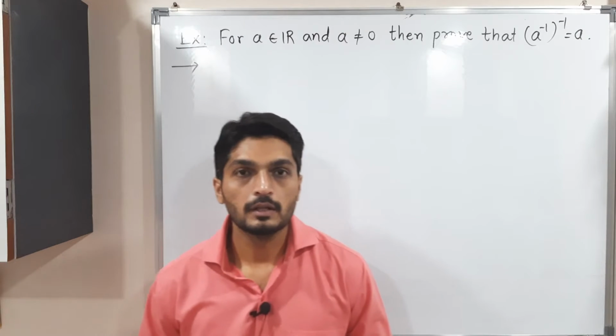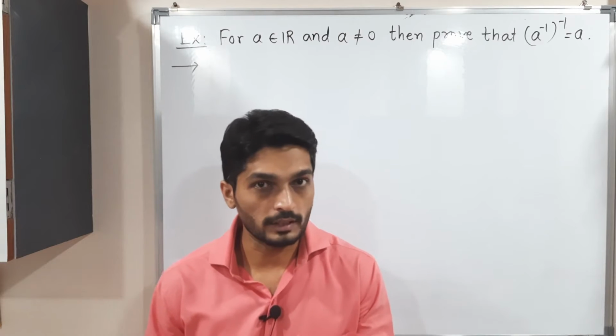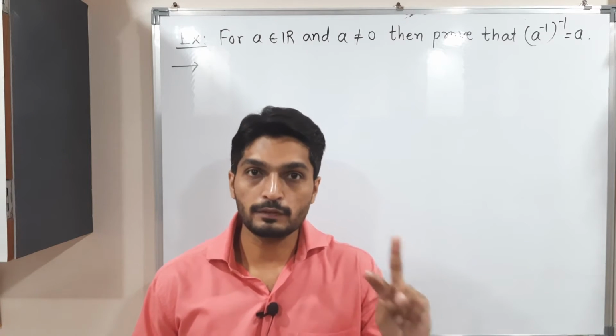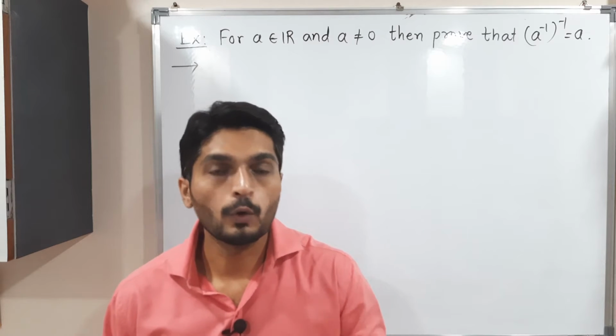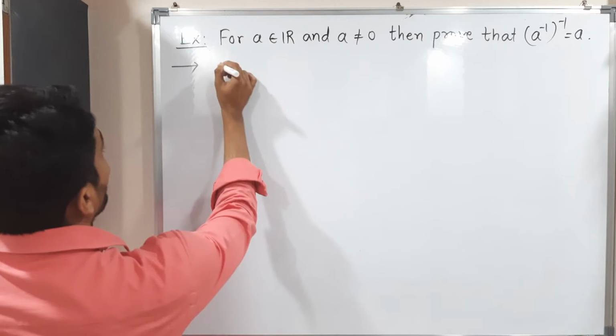Let us discuss this example. See what we have to prove. We have to prove that if a is a non-zero real number, then the inverse of the inverse of a is nothing but a. That means if you take the inverse twice, you will have the original element a. This thing we have to prove. Let us start.